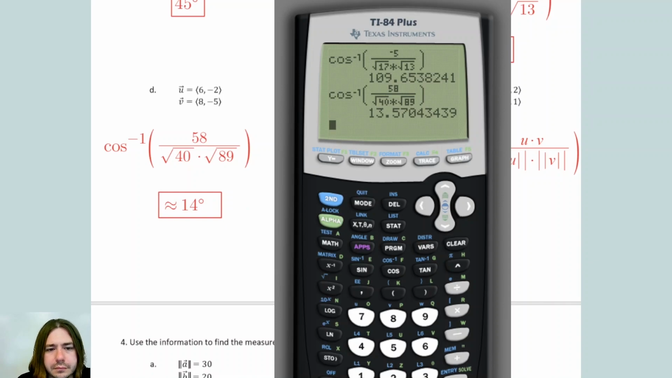Okay, for E, same thing. It's just going to take a little bit more work to calculate these because we've got 3 dimensions, but no big deal. We've got 2 times 7 plus 5 times -1 plus 3 times 4. So 2 times 7 is going to be 14. 5 times -1 is going to be -5. 3 times 4 is going to be 12. So 14 minus 5 is 9. Plus 12 is 21.